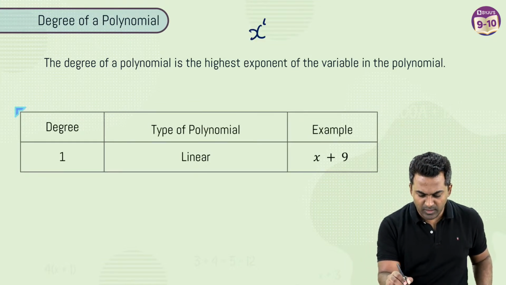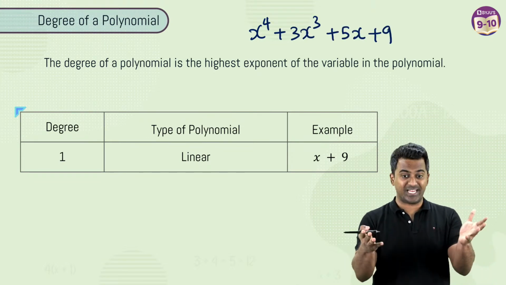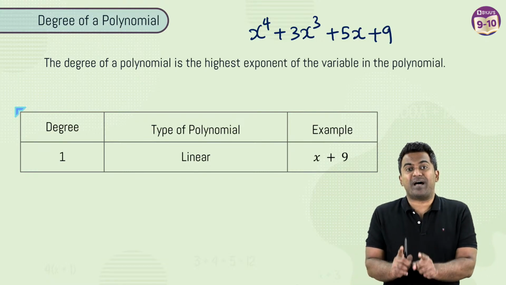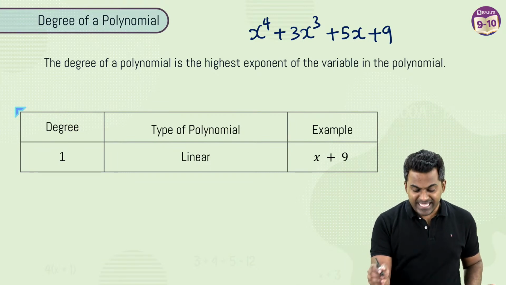x power 4 plus 3x cube plus 5x plus 9. Let's take a challenging example. Now, the highest power of the variable. What is the variable being used here? The variable being used here is x, right?